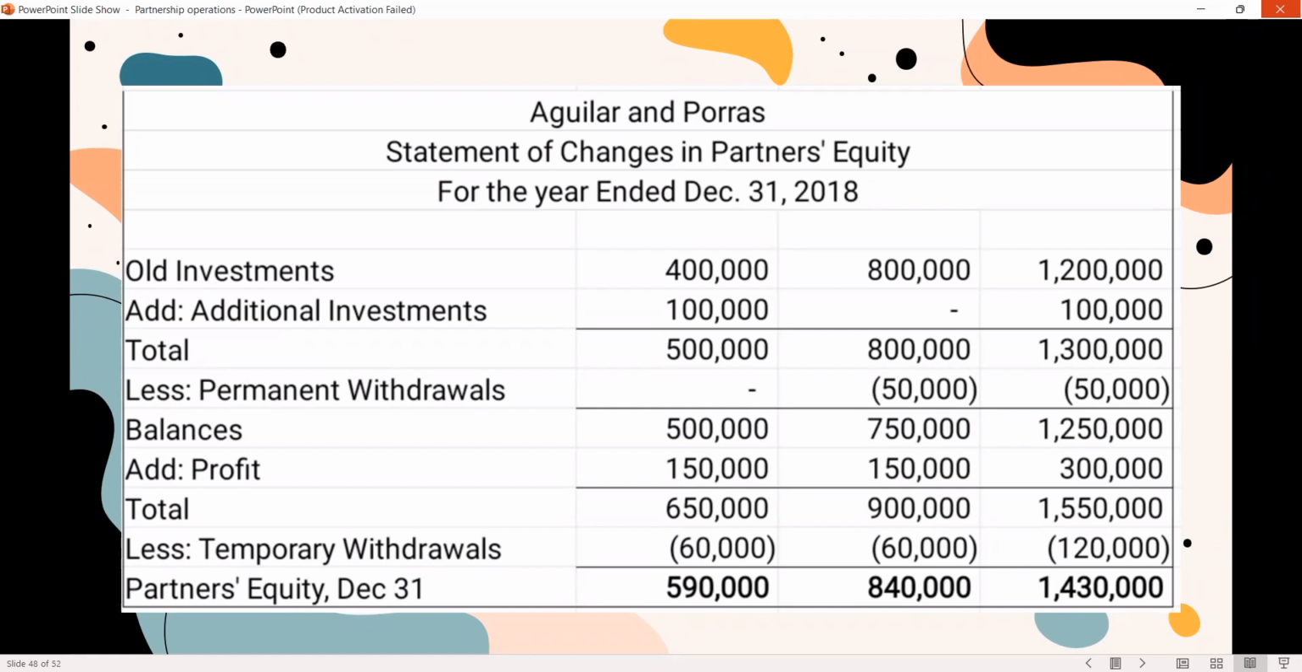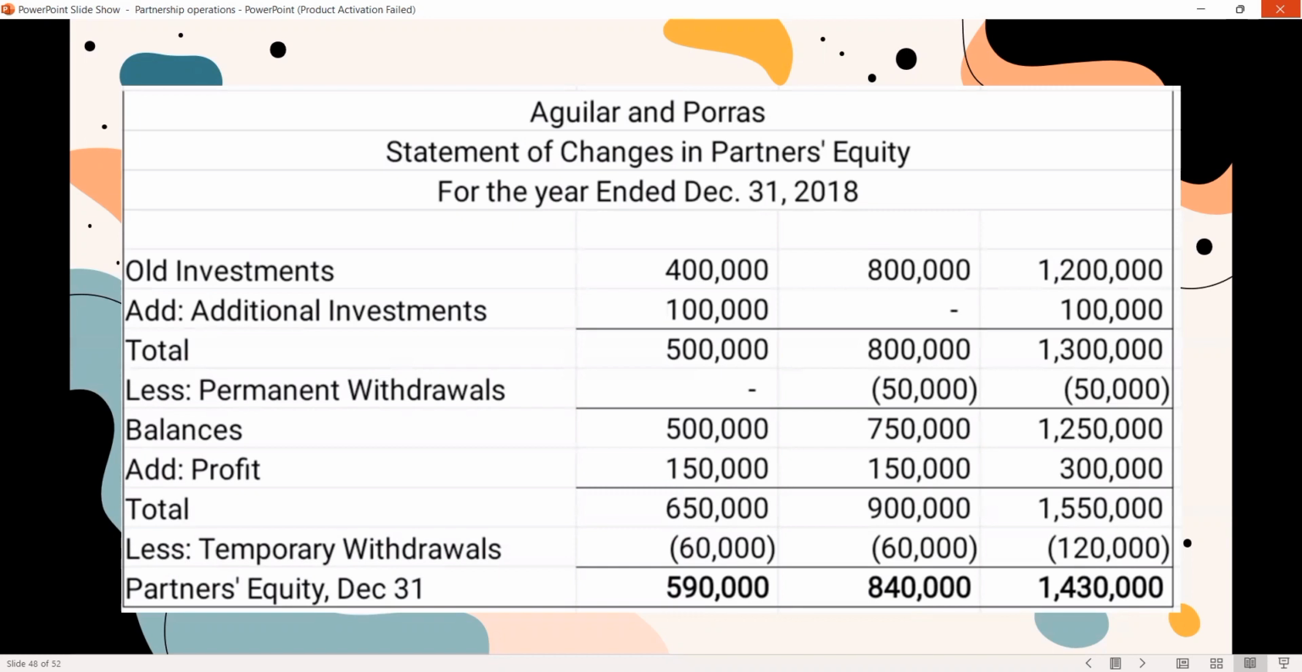So, yung dito na tayo sa statement of changes in equity na example. So, for the old investment, 400,000 yung kay Aguilar tapos 800,000 yung kay Porras. So, nag-additional si Aguilar ng 500,000. Tapos si Porras naman, wala siyang additional investment. So, ang total nun is 1,300,000 for the two of them.